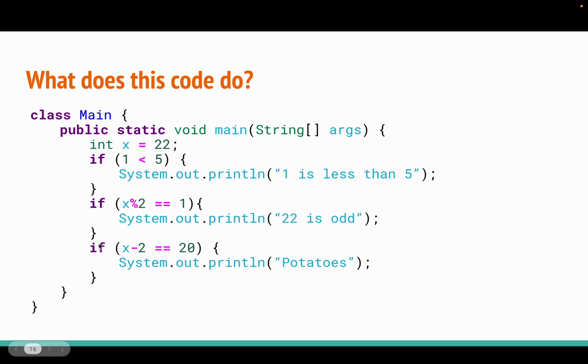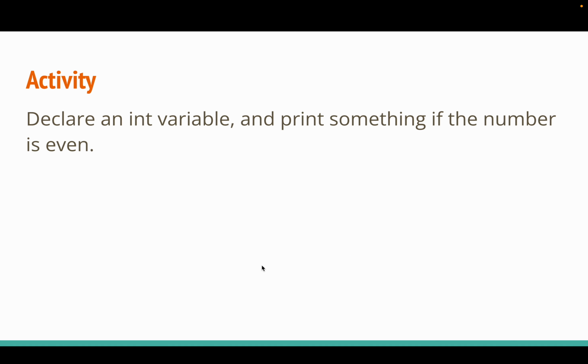And the final statement is if x minus 2 is equal to 20, System.out.println potatoes. In this case, 22 minus 2 is equal to 20, so it will print out potatoes. Now let's try an activity. In your CodePad, declare an int variable and print something if the number is even. As a hint, you can use the modulus operator to figure out if it's even. Pause now and try this on your own.